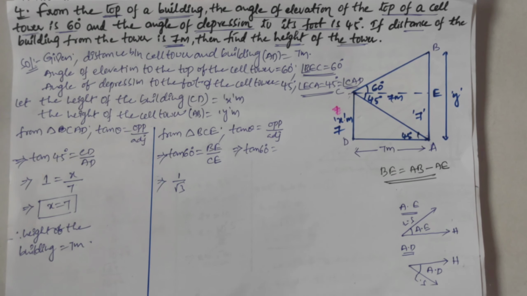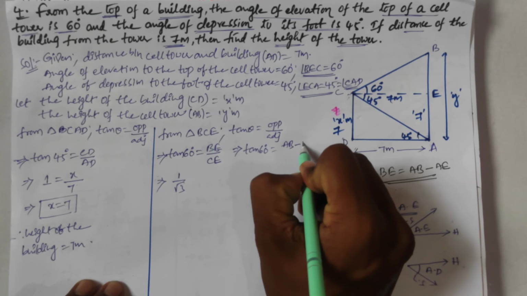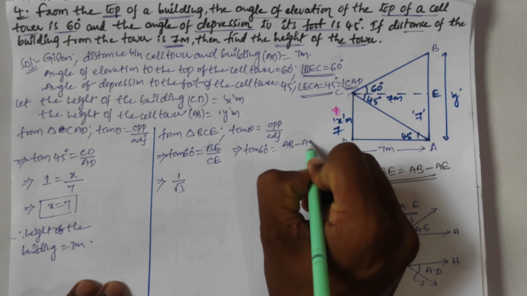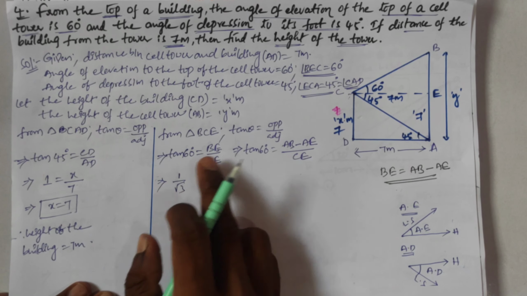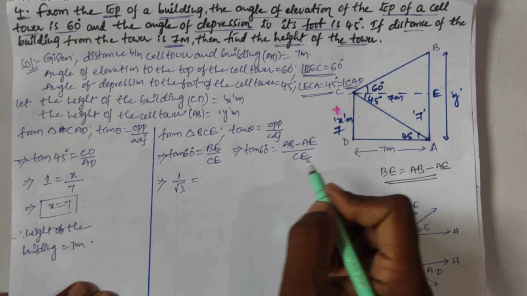Clear? So here we can say tan 60 is equal to BE, which is AB minus AE, by CE. Okay, this one you have to understand. Now tan 60 value is what? 1 by root 3 is equal to AB. AB we don't know, because AB is the total height of the cell tower. Writing as it is, Y minus AE, height of the building, how much we got here? 7 by CE value. CE value, how much we got here? 7, because the distance between these two is 7.